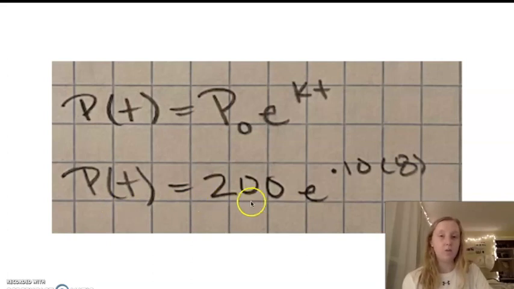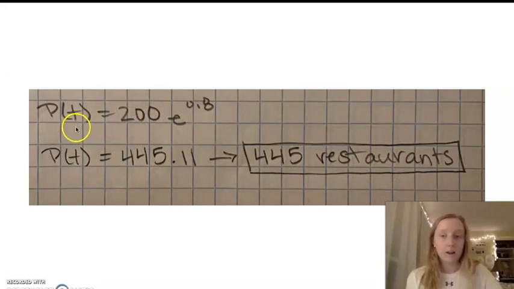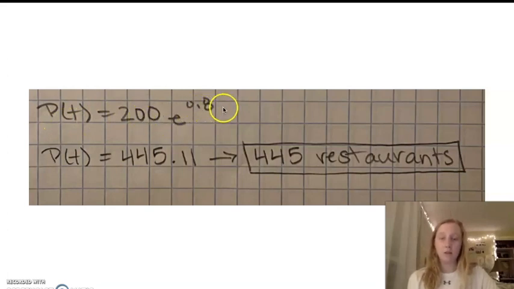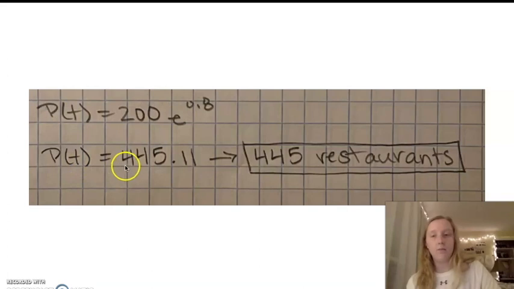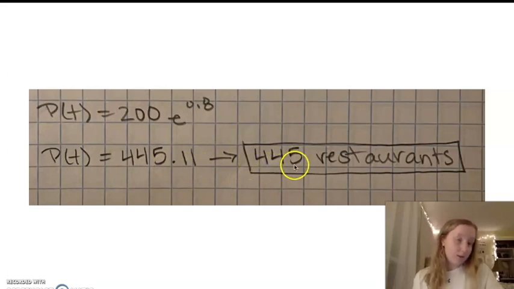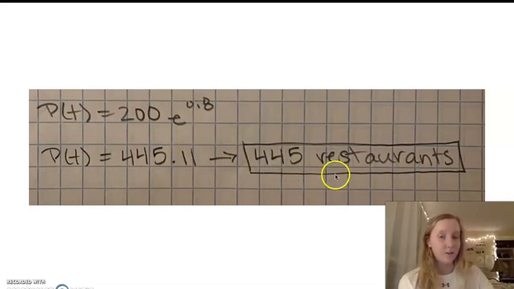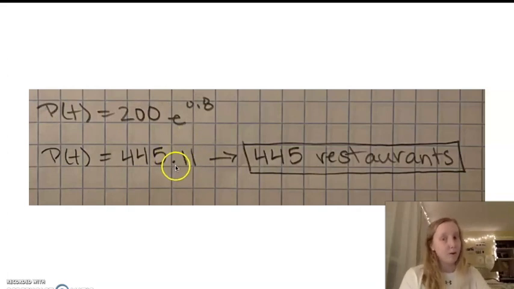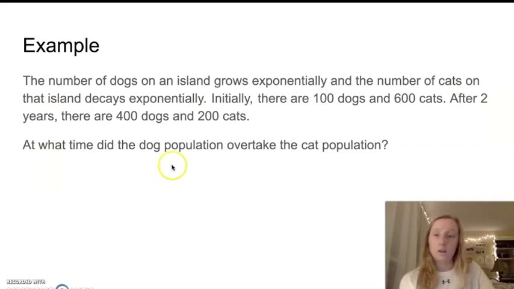So we get P of t equals 200 times e to the 0.1 times 8. From here we can simplify it even more, and we can say P of t equals 200 times e to the 0.8. If we plug that into our calculator, we get P of t equals 445.11. This translates into 445 restaurants. She would have operated 445 restaurants in 2007 if the rate of growth was 10% per year. Again, we have to round down from this 0.11 because she cannot run only a fraction or a part of a store. So another example.